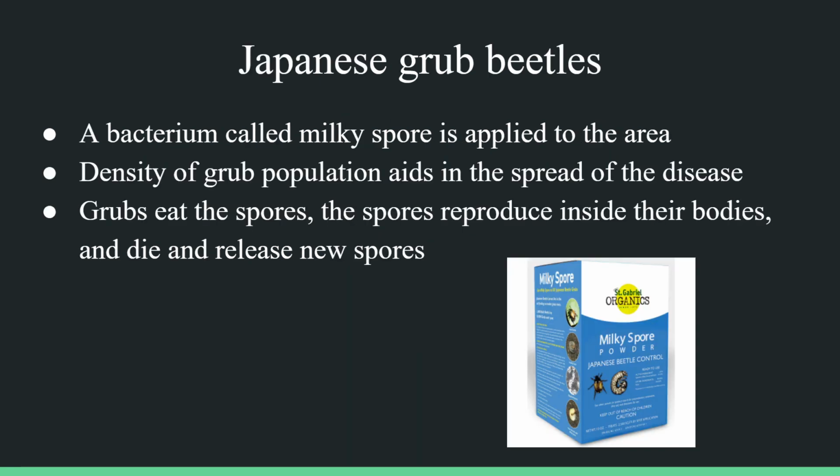Japanese grub beetles are managed by using augmentation as a type of biological control. There is a bacterium called milky spore that is used by applying it to the area that is affected with grubs. When there is a high population of grubs, it helps the spread of the milky spore disease. This is because when a grub eats the spores after they are applied, the spores will begin to reproduce in the grub until it is dead, and then it will release millions of new spores to attack other grubs.